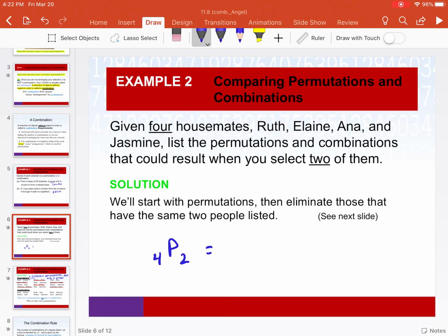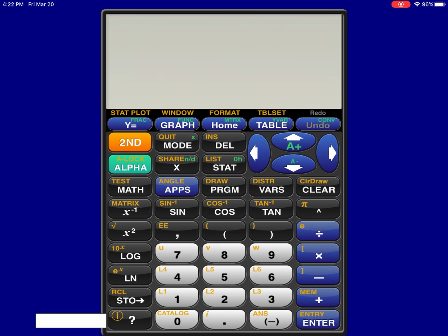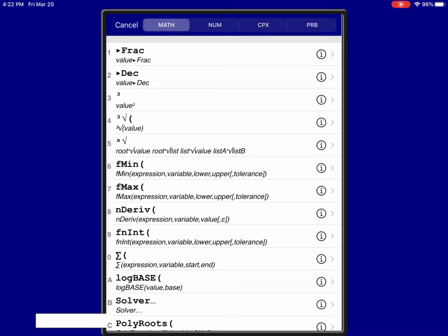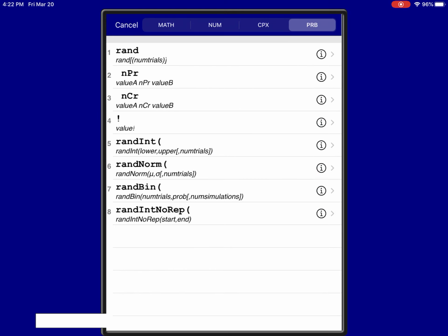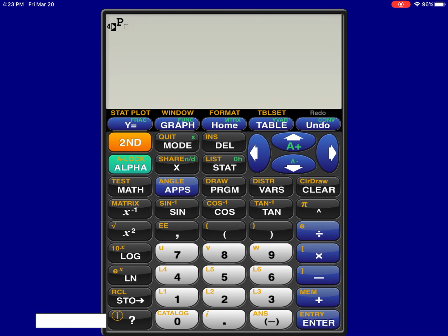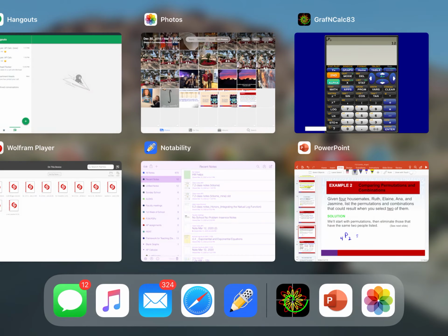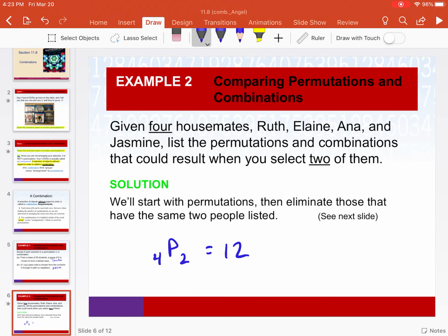So let me grab my calculator actually. I will need this. So remember, for some of you, you have to put the 4 first, then go find the NPR button, then the 2. If you have the TI calculator, you're just going to go to Math, look for the PRB menu, and then you're going to see the NCR that's coming up for today. That's a combination, but we're just doing a permutation. And 4 and 2, and you get 12. Okay? So the answer here is 12.